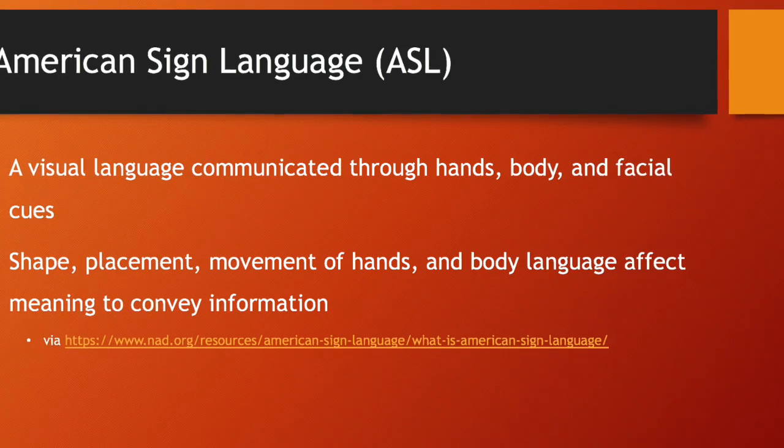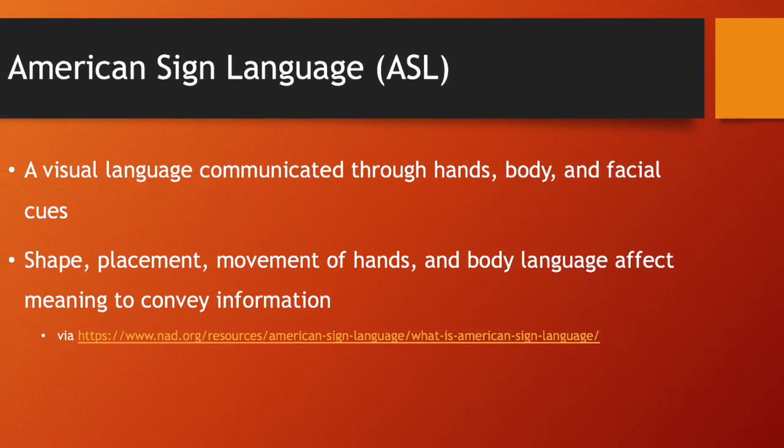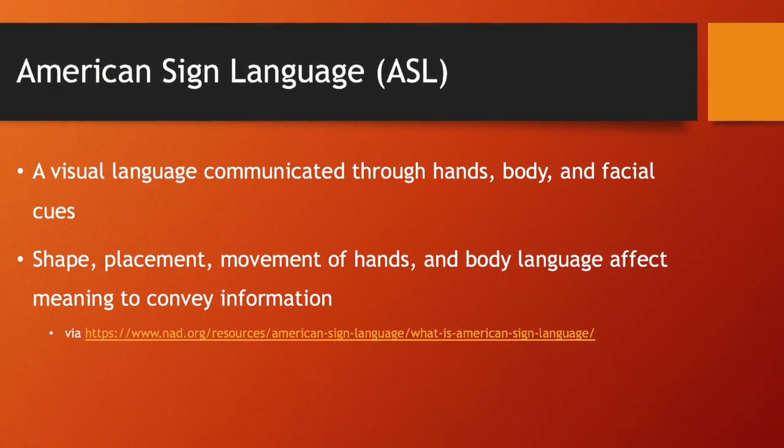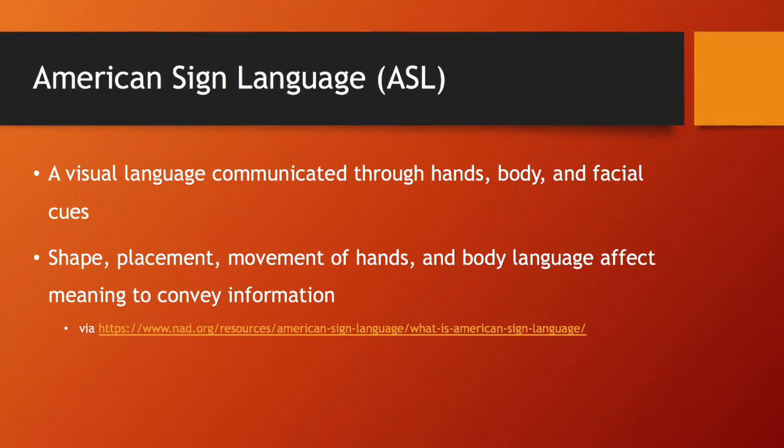American Sign Language is a visual language communicated through hands, body, and facial cues. Shape, placement, movement of hands, and body language affect meaning to convey information.